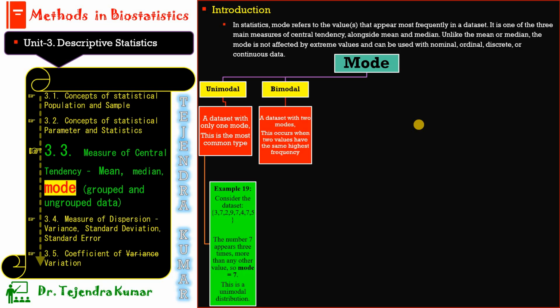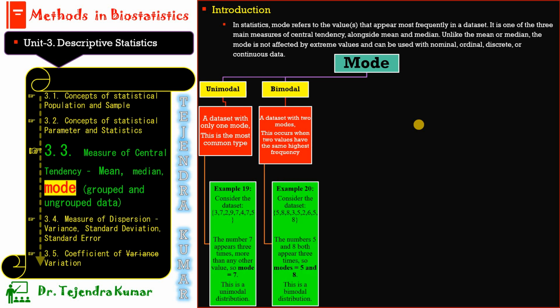The second is bimodal distribution, a data set with 2 modes. This occurs when 2 values have the same highest frequency. Example: 5, 8, 8, 3, 5, 2, 6, 5, 8. The numbers 5 and 8 both appear 3 times. So the modes are 5 and 8. This is a bimodal distribution.